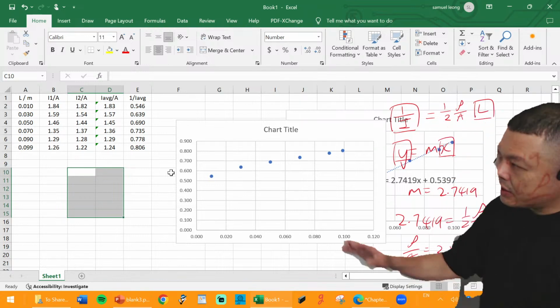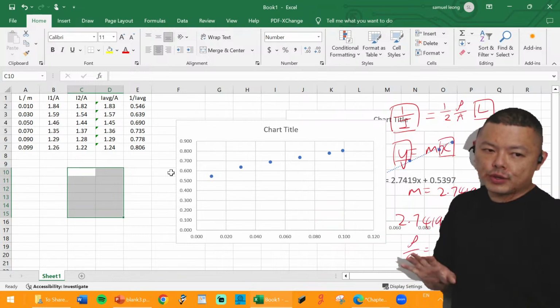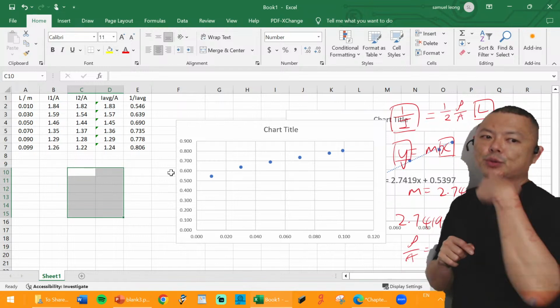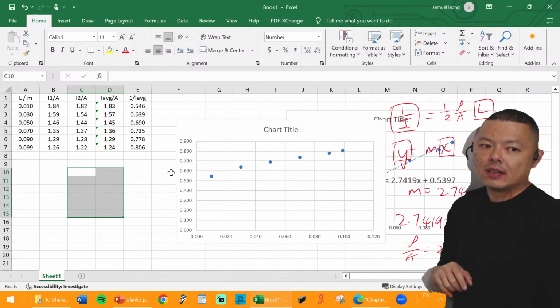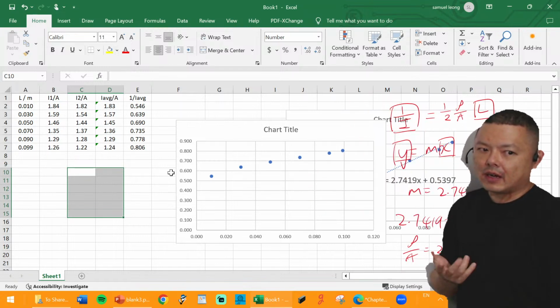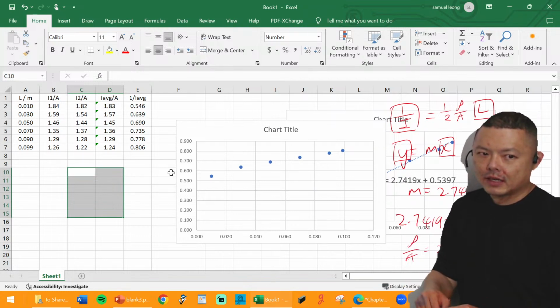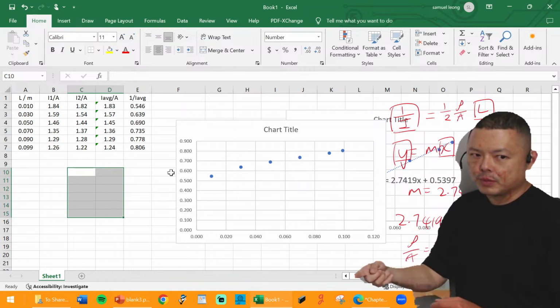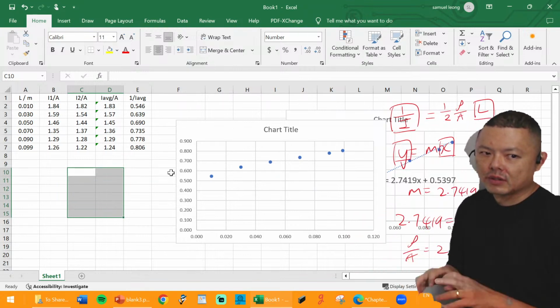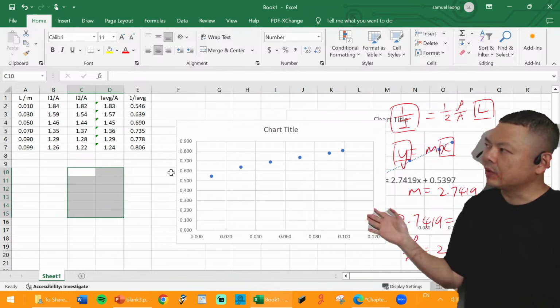Okay, Google Sheets is the same. It's just Google Sheets a bit slower. Google needs to send the data back and forth, right? And if your Wi-Fi is spotty, sometimes you click one number and you have to wait a while for the number to be registered. So you cannot type in Google Sheets too fast. That's why I love to use Excel.